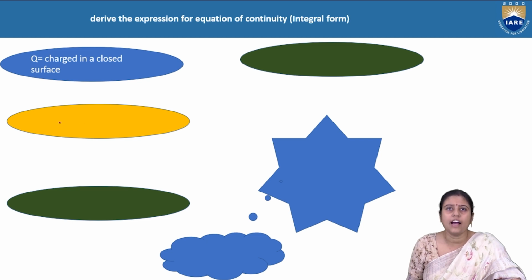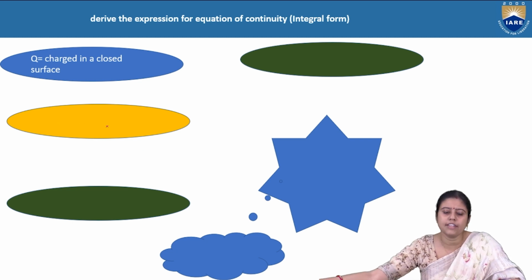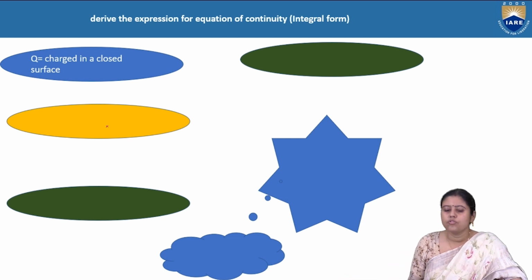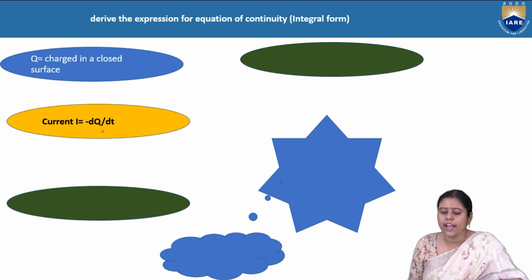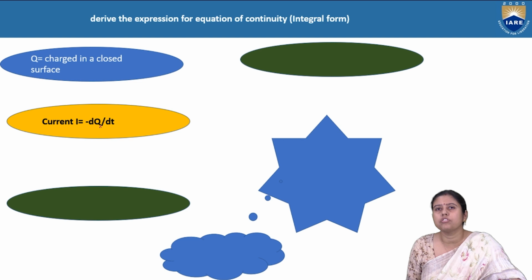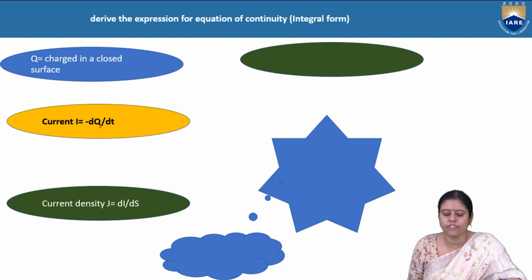Let Q be the charge in a closed surface. So we can write current I is equal to dq by dt. More precisely, current I is equal to minus dq by dt. Why minus? Because the direction of current is always opposite to the rate of change of flux.